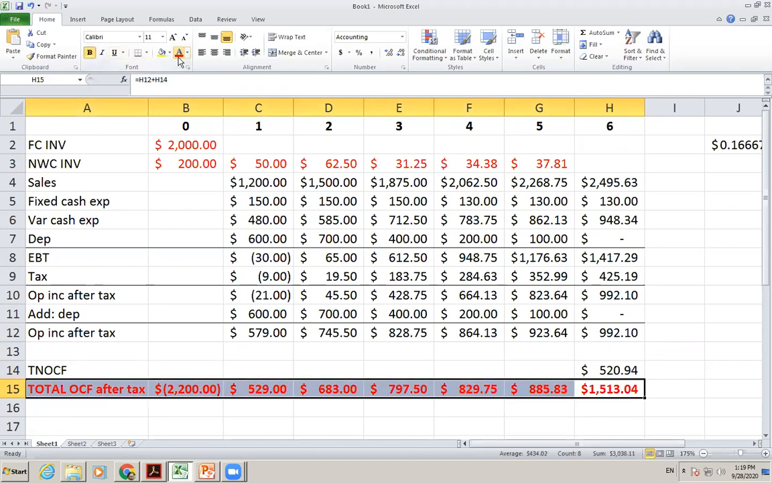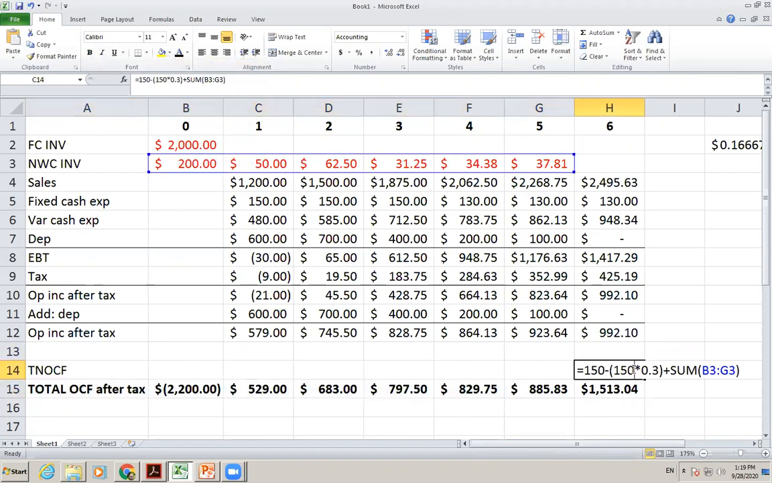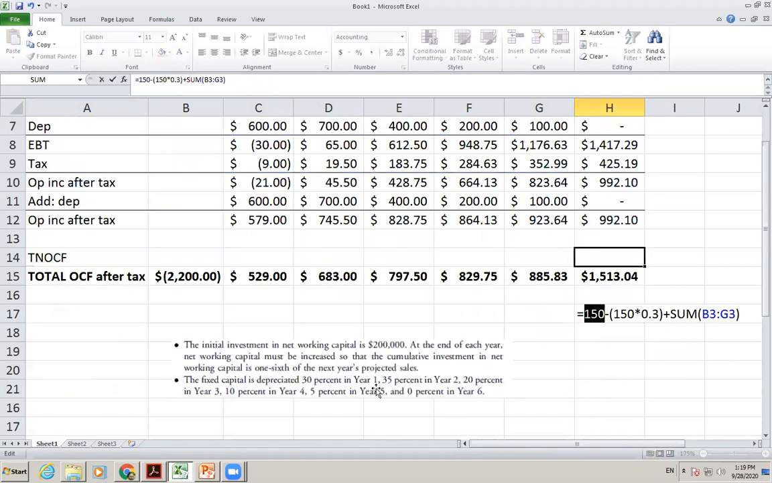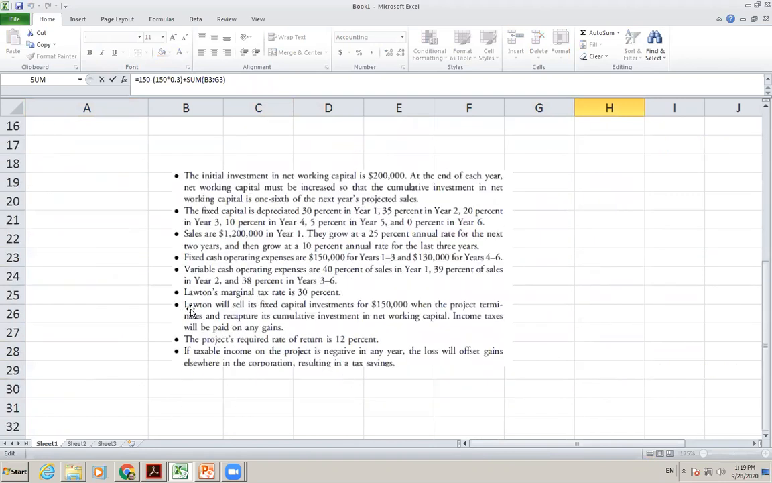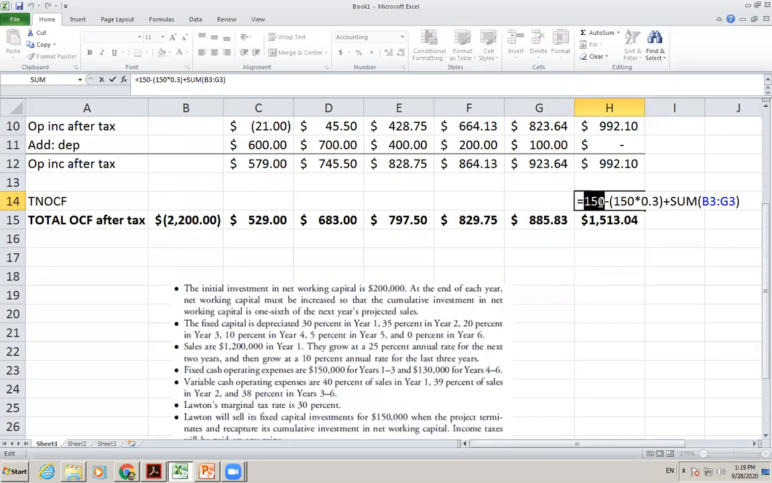I'm sorry, could you show the TNOCF formula? Yeah, of course. Okay, sure. This is for how much we sell it. Look, it says that Lautan will sell its fixed capital investment for 150,000. Okay, we're selling for 150. And once you're selling, you're making a gain, you're making profit on that, you have to tax it. And we're taxing this amount, and this amount that is taxed should be deducted. So we pay the tax on that.